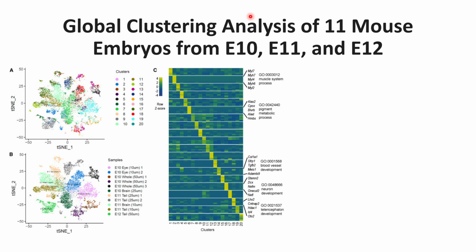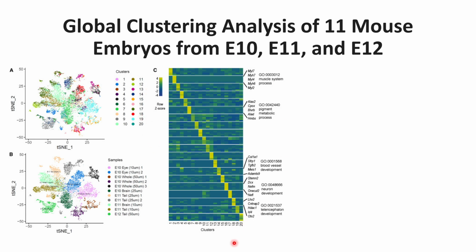Next, thereafter they do this global clustering analysis of the 11 mouse embryos. So they took 11 different mouse samples at different stages, that is E10, E11, E12, and here is the sample list. And when they cluster them, they are able to cluster them into 20 different groups using t-SNE, and these are based on the clusters, and this is based on the samples.